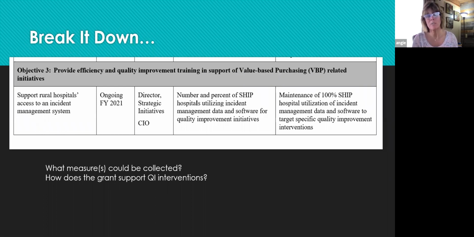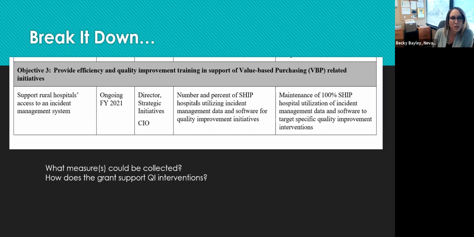Just because they have the software doesn't necessarily make us aware that they actually made a difference. So yes, we want to maintain that 100% SHIP hospitals utilization of the software, but target specific quality improvement interventions. How many? What is that number? What is it? What are we looking for with this? Because quality improvement training is huge in the utilization of our SHIP grants and what they're meant for. So what could we say if we wanted to change that a little bit different?